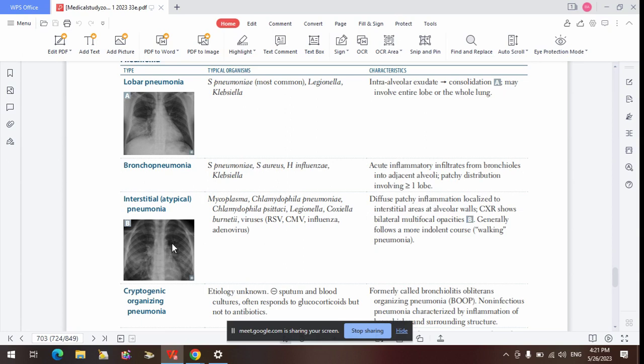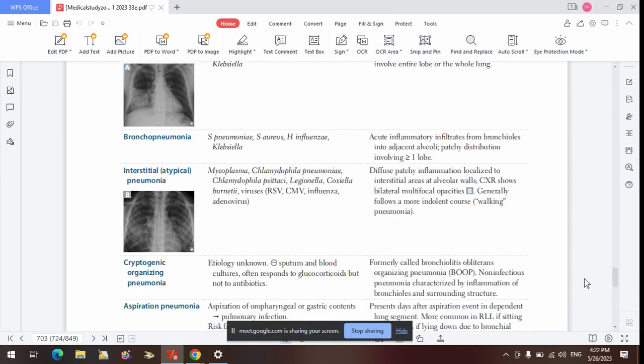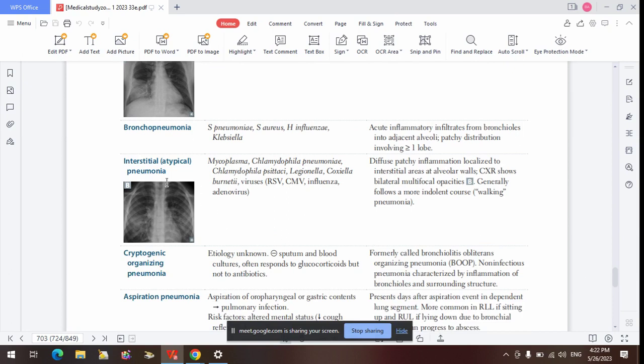The way they also paint the Kleb one, they will tell you maybe the person is an alcoholic or a diabetic. They will try to give you pointers to immunosuppression, and they can also say in the history that the person produced red currant jelly sputum, so you are just having mucoid sputum with a tinge of blood, so you are thinking of Klebsiella.